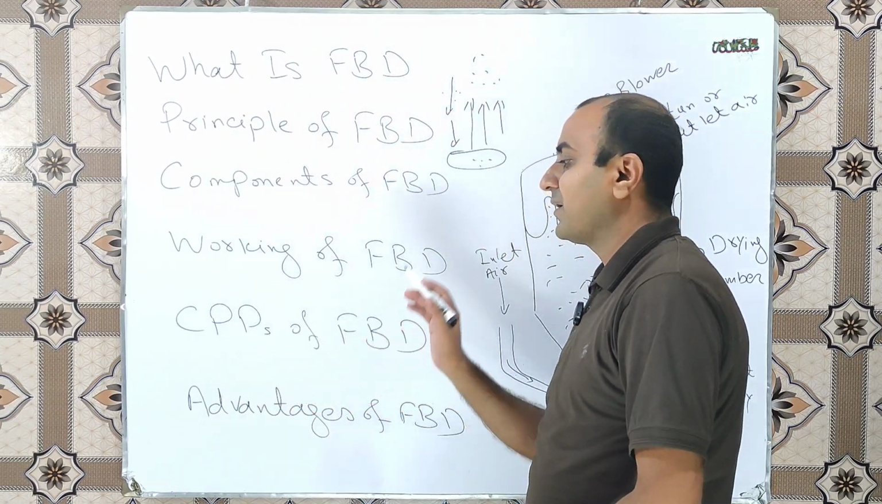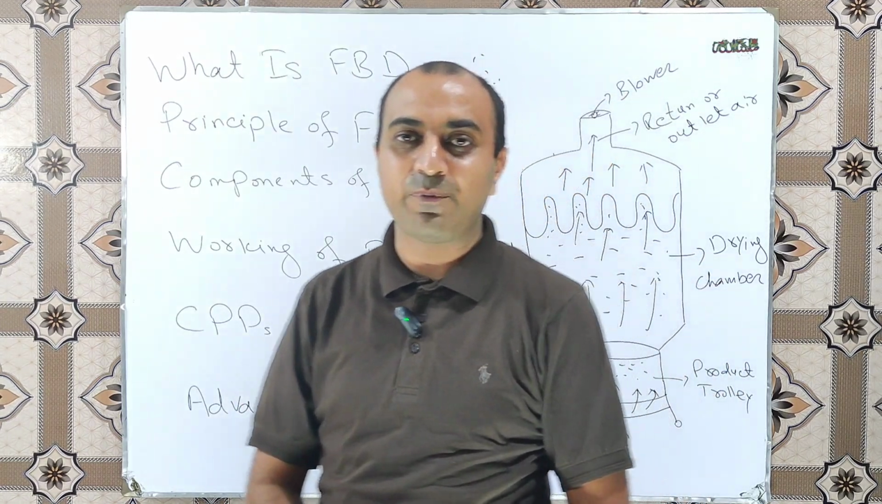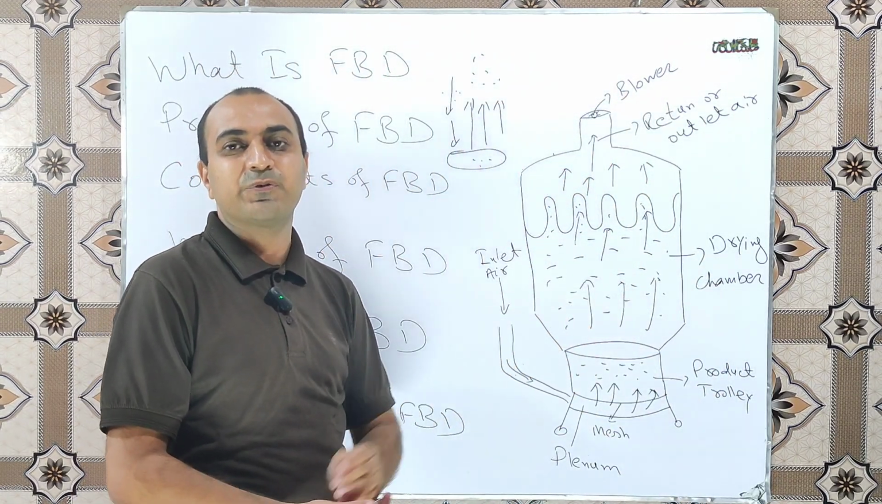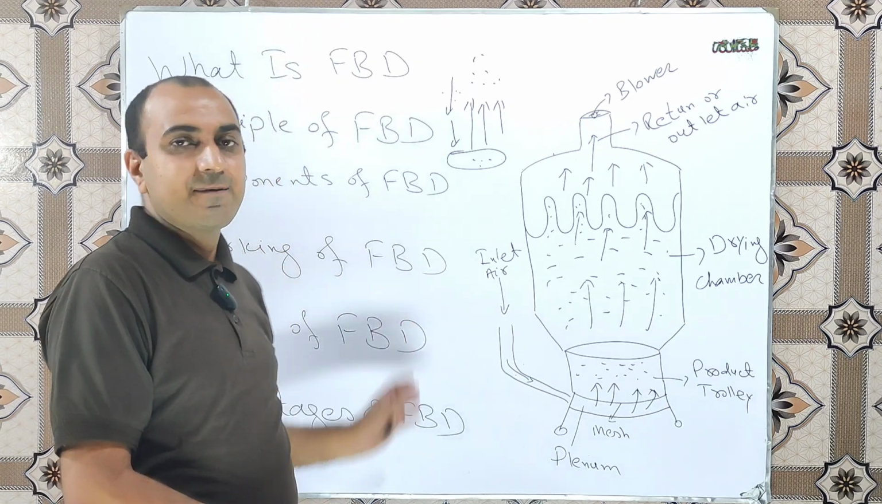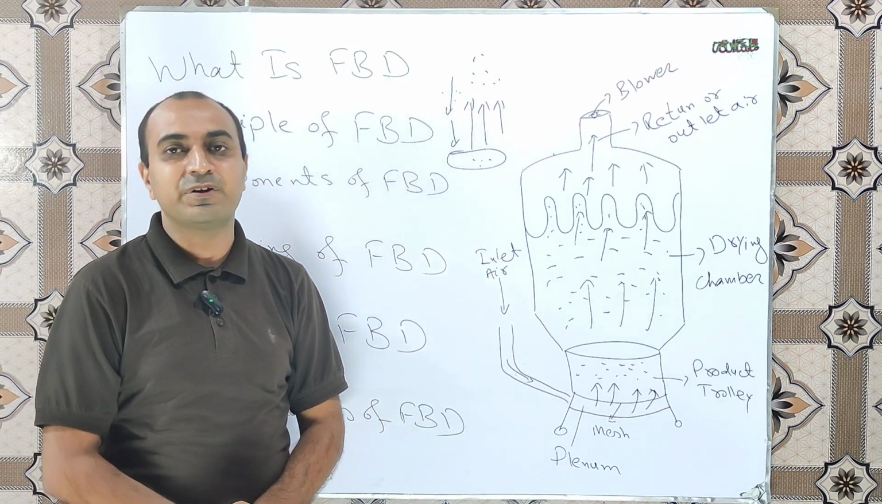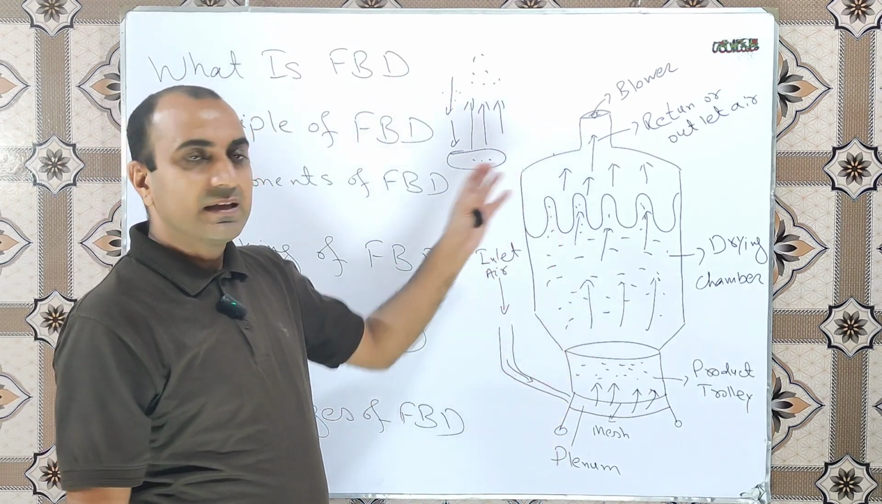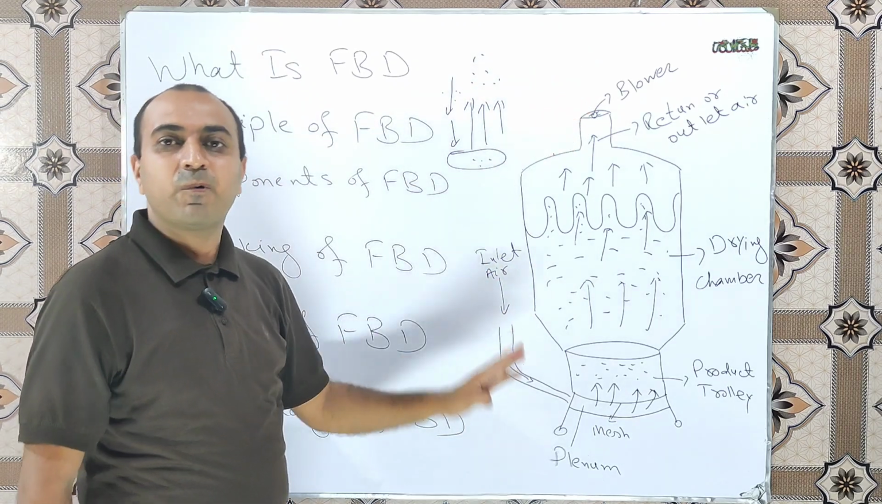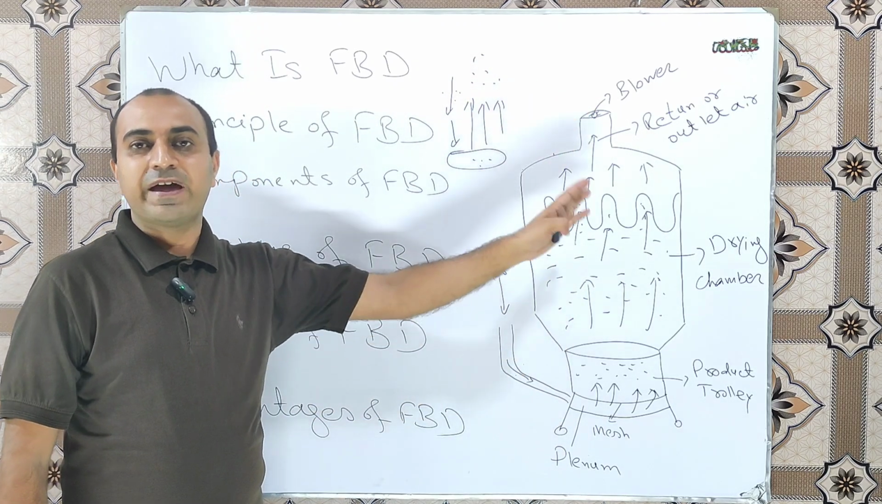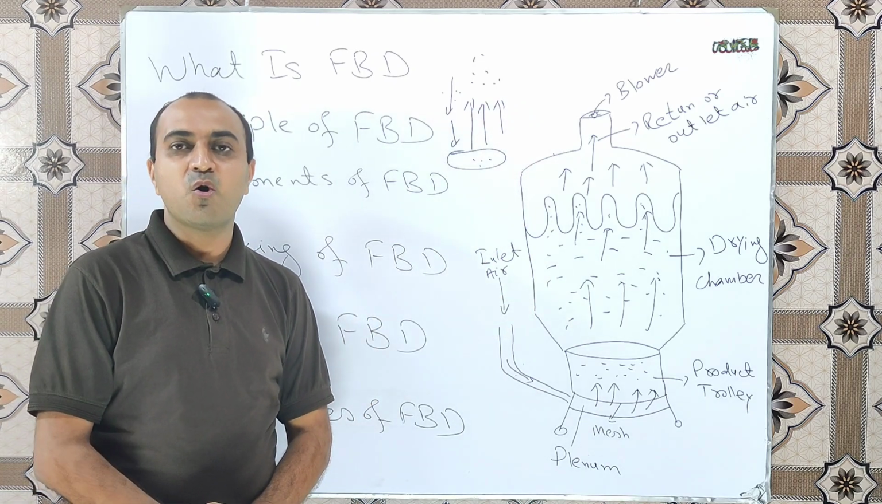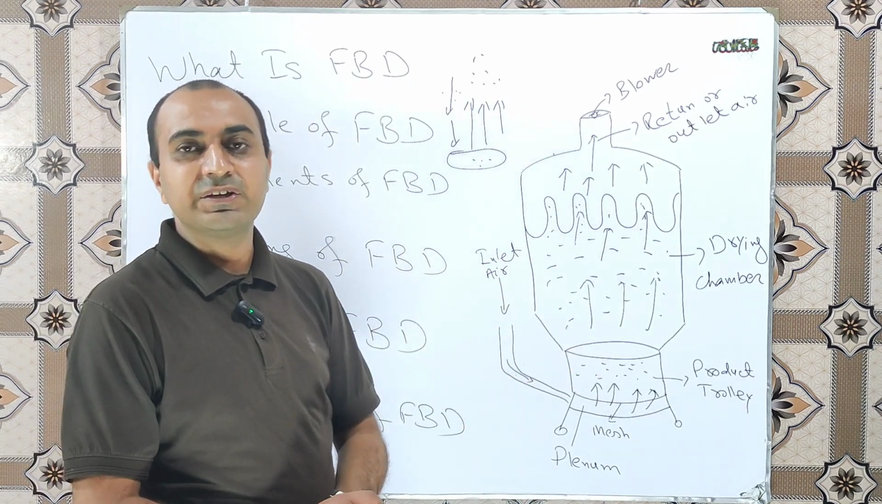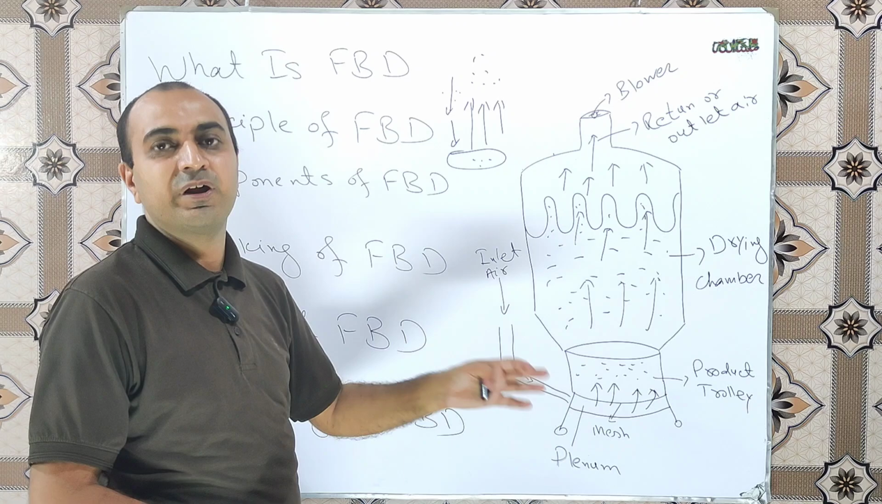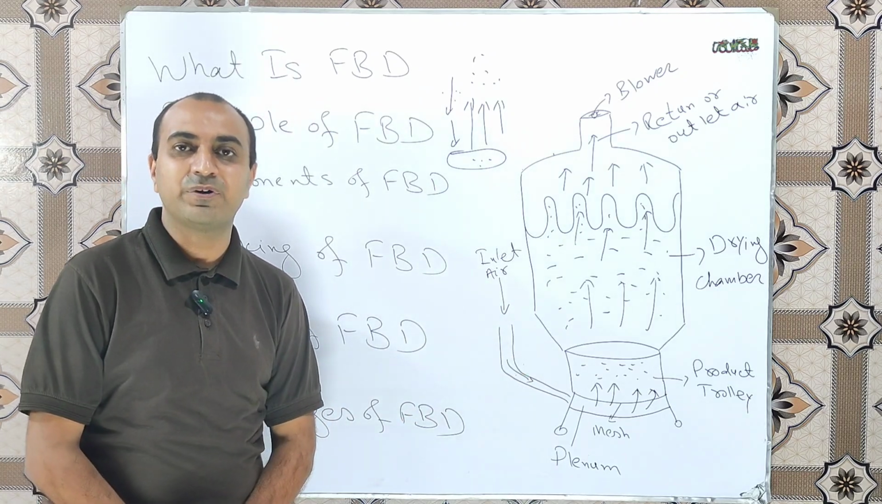Next one is, what are the CPPs of the FBD, or what are the critical process parameters of the FBD? The critical process parameters of the FBD are inlet air temperature, outlet air temperature, product temperature, fan motor speed, or air volume. These are the most important critical process parameters of the fluidized bed dryer.